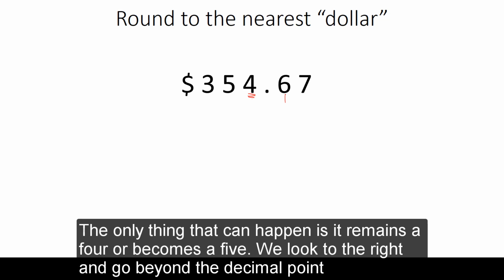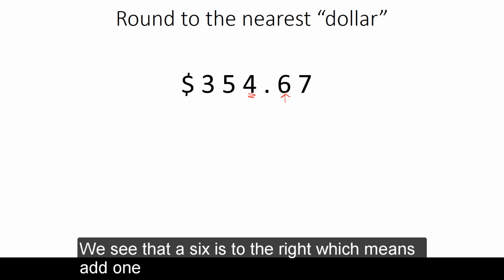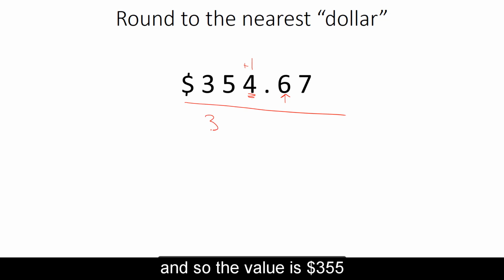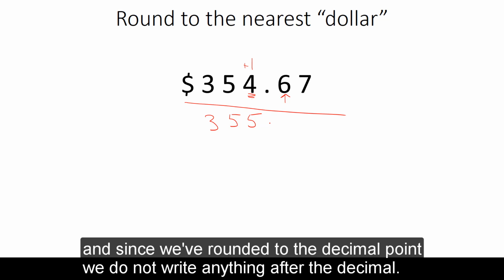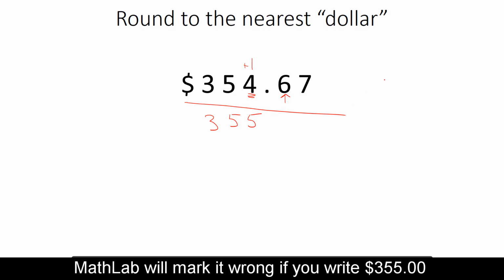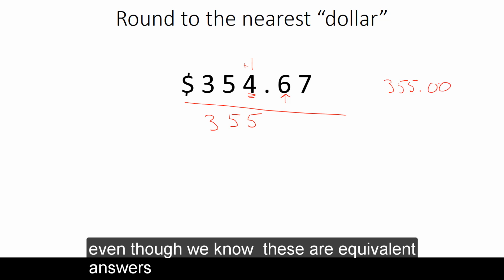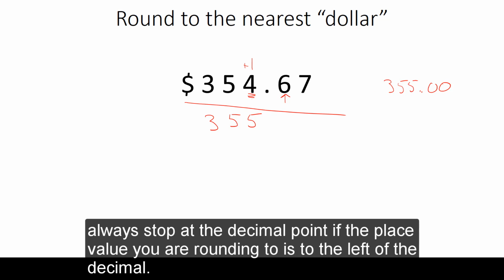We look to the right, we can go beyond the decimal point. We see that a 6 is to the right, which means we're going to add 1. And so our value will be 355. And since we've reached the decimal point, we do not write anything after the decimal. It will mark it wrong. If you were to write 355 and you put 2 zeros after, even though we know that these are equivalent answers, whenever you round, you stop at the decimal point if what you're rounding to is to the left of the decimal.